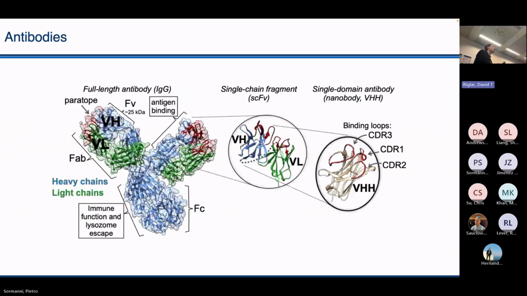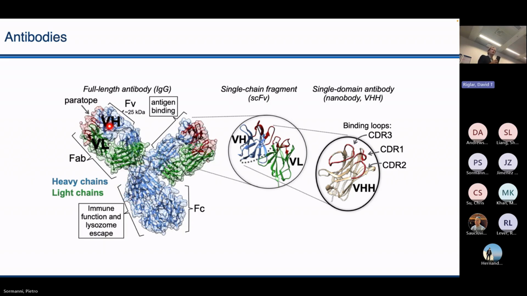So a boring slide to make sure everyone is on the same page with the jargon of the field and the structural biology. An antibody, as produced by our immune systems, is an IgG molecule, which is a Y-shaped protein, is symmetric, is tetrameric, it has two identical heavy chains, two identical light chains. This part at the bottom of the Y is the Fc domain, which is, I would say, rather well understood, and its function is to interface with the immune system in various ways, as well as lysosome escape.